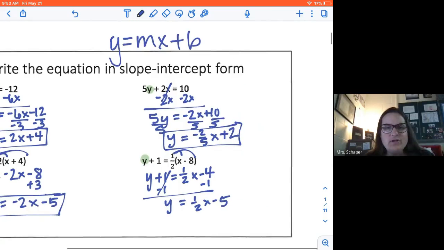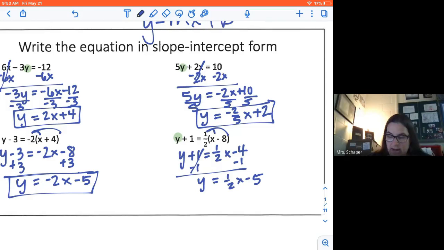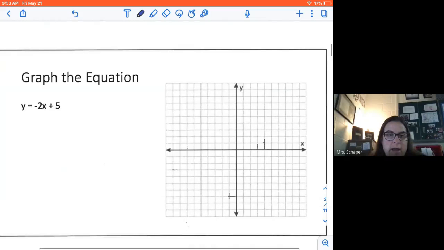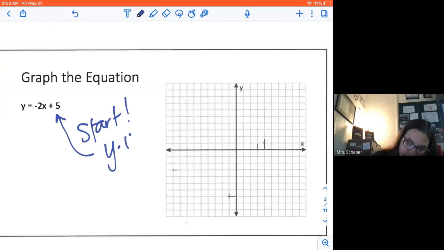Now, why are we refreshing our memory on how to write an equation in slope-intercept form? Because once it's in slope-intercept form, now we can go ahead and practice graphing it. So when we take a look at this first graph, y equals negative 2x plus 5, the 5 is where we start. It's the y-intercept. So I'm going to start at 1, 2, 3, 4, 5, right here.